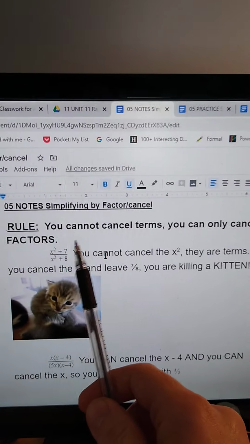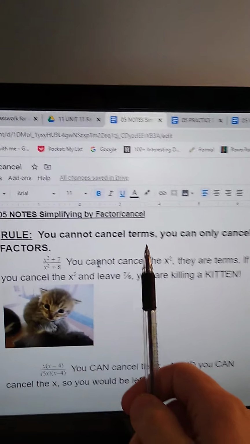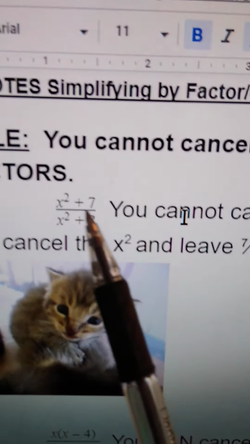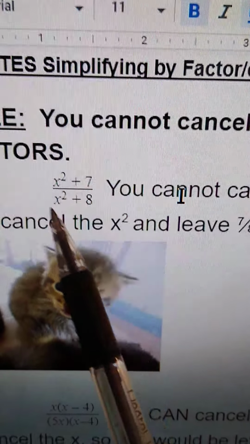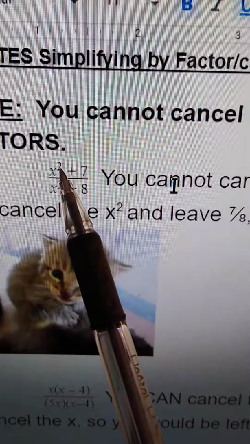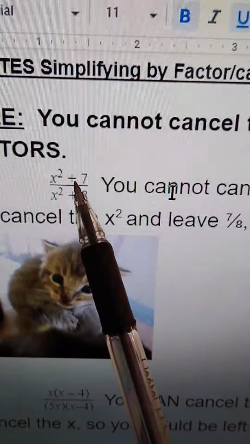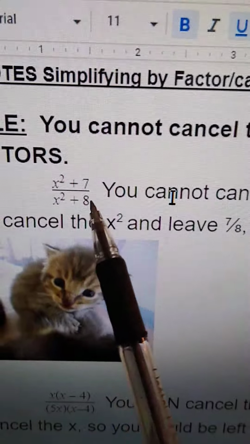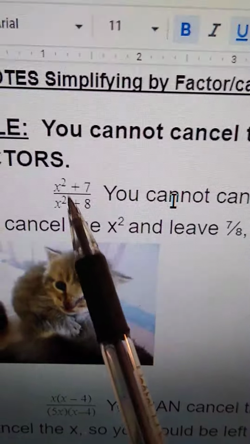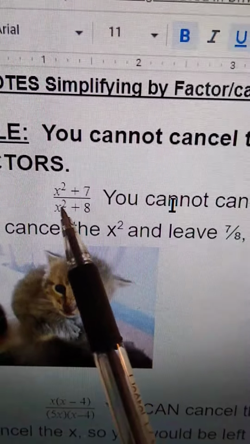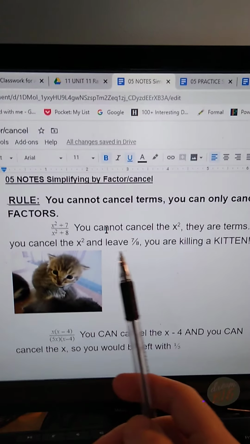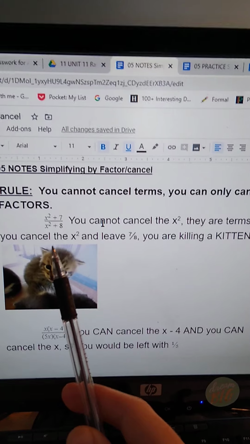And the general rule of thumb is that you cannot cancel terms, you can only cancel factors. So when I look at this one right here, these are terms. It might be tempting to cancel these x squareds, but these x squareds are terms because they're being added to 7 and added to 8. So I have 4 terms here. And since these are terms, I cannot cancel those out. Okay, so I cannot cancel the x squareds because they're terms.